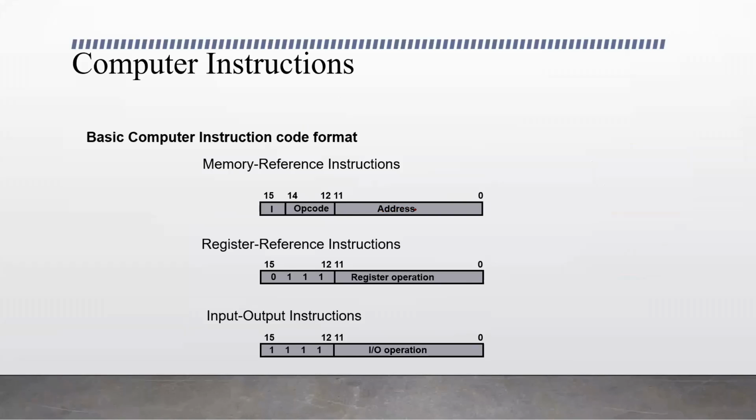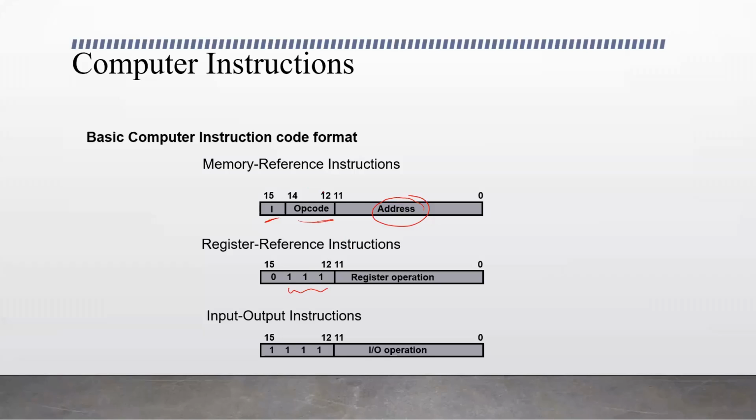And the address for memory reference instruction means the data is in memory. So the address needs to specify the location of data in memory. This address field, otherwise opcode is the operations that need to be performed. And the address field specifies the address of operand in memory, and I is the bit that says if the address used is direct or indirect address. And the second type of instruction code format is here, the 3 bits of opcode will be 111. Always it is 111.